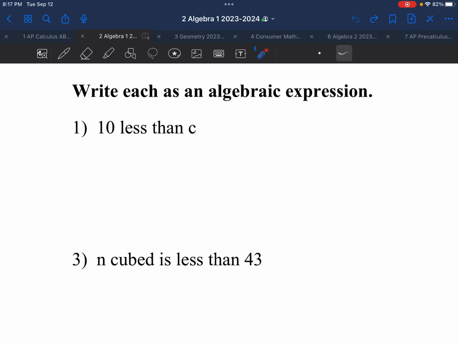So whenever you have more than or less than, they're always reversed. So normally you would want to write 10 minus c in this case, because 10 and then c, but it's reversed because you have the less than. So this is going to be c minus 10. Again, less meaning a minus sign. There's no equal to sign because there's no word is.